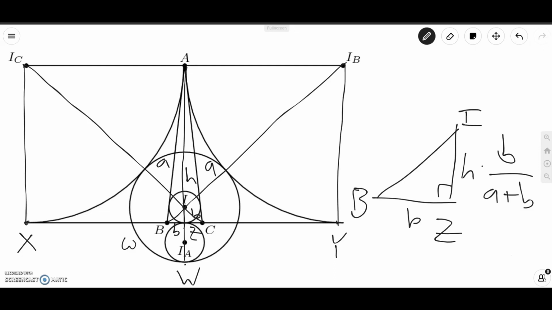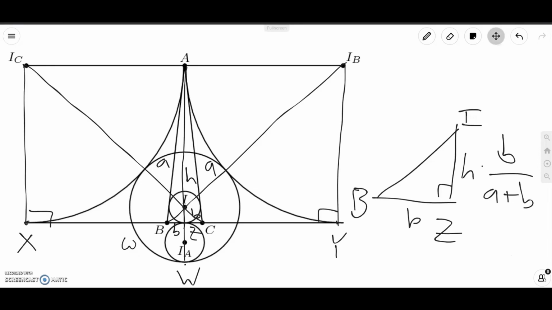So now we analyze triangle B-IB-Y, looking for a similar triangle. So I defined X as the tangency point of IC to BC, and similarly Y of IB. And since they're tangency points, we know that these are perpendicular.